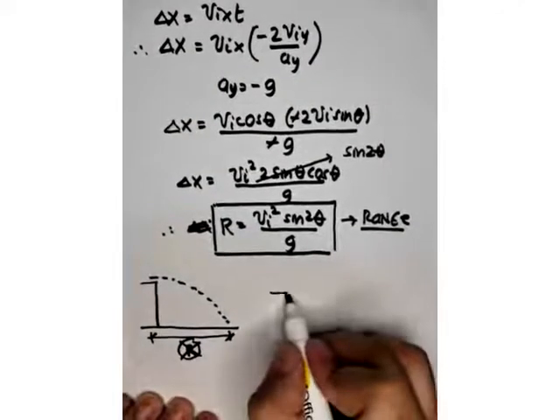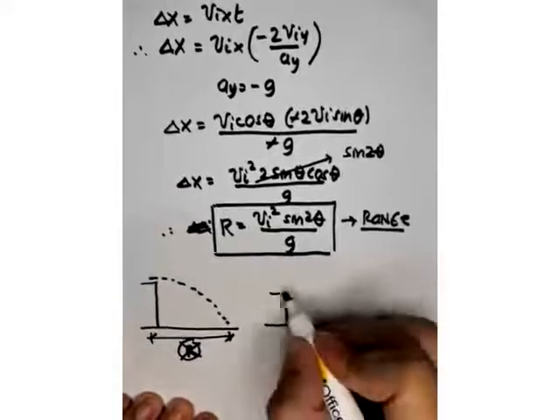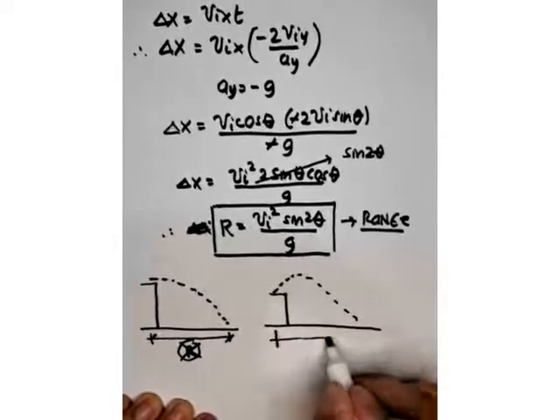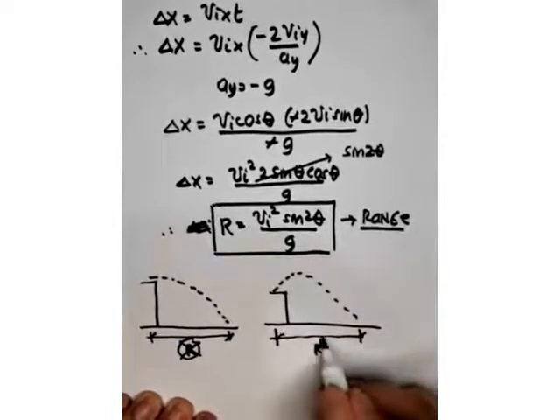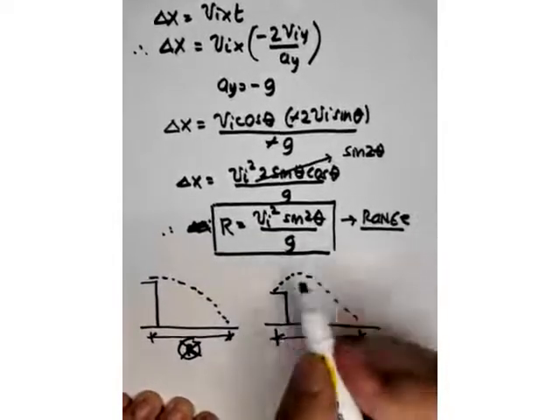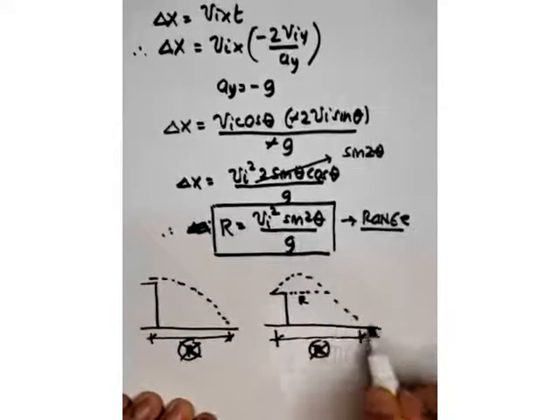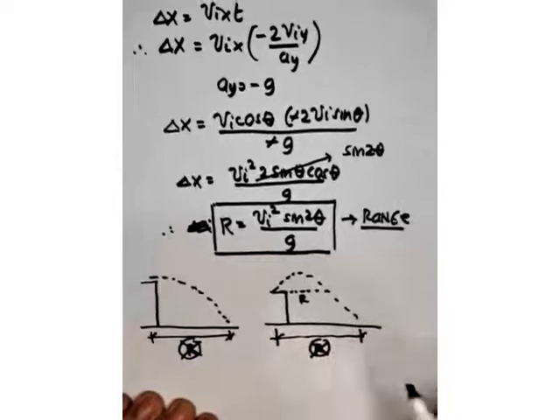So, same din. Halimbawa, ganyan. Taas naman. So, hindi mo pwedeng sabihin na ito ay yung range. Mali. Ang range na to, magagamit lang kung magka-level. So, that means ito lang yung range. Hanapin mo pa kung anong nangyari dito.